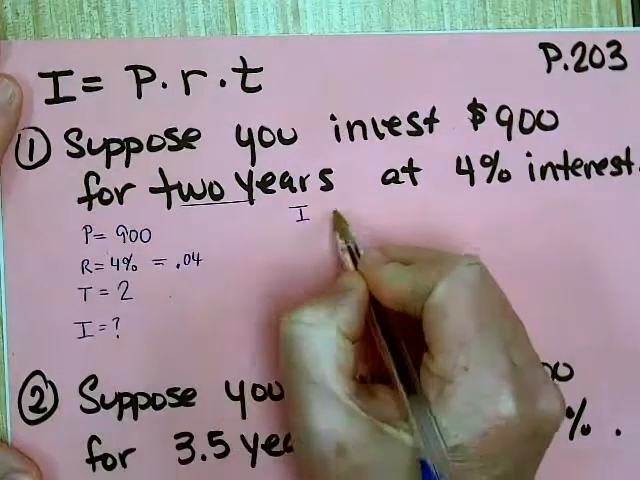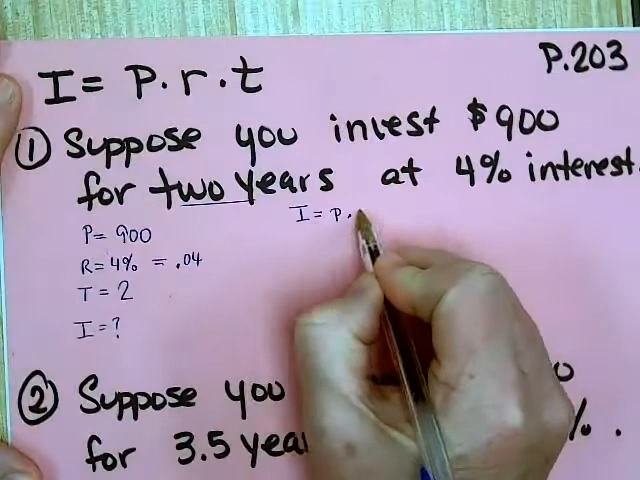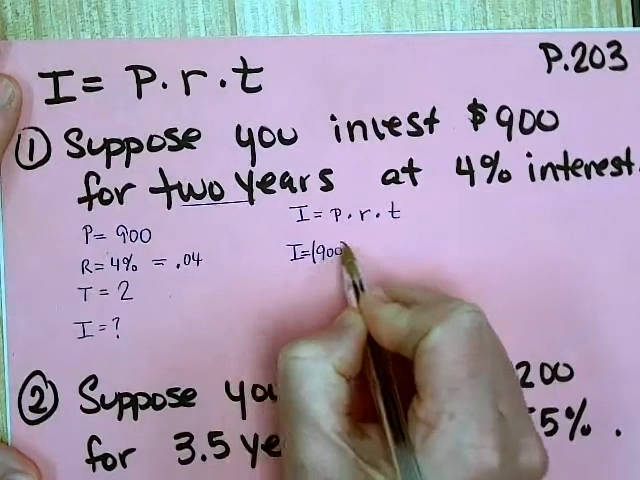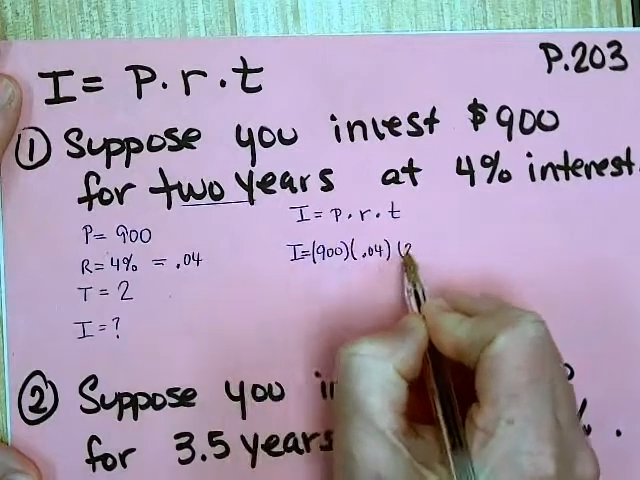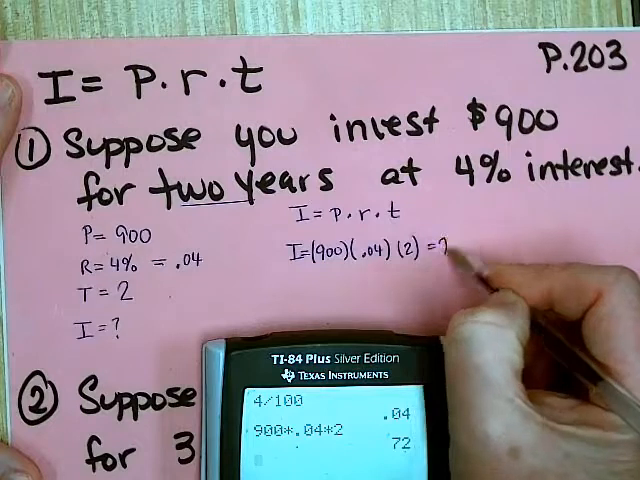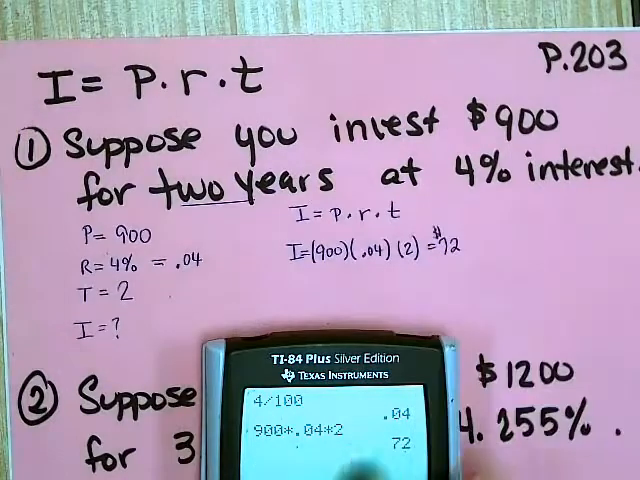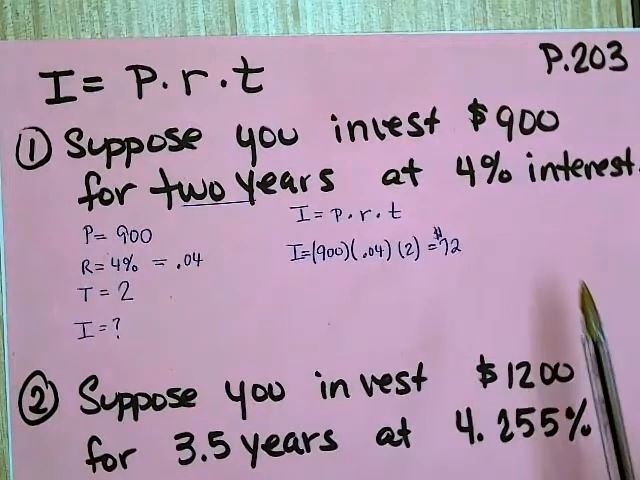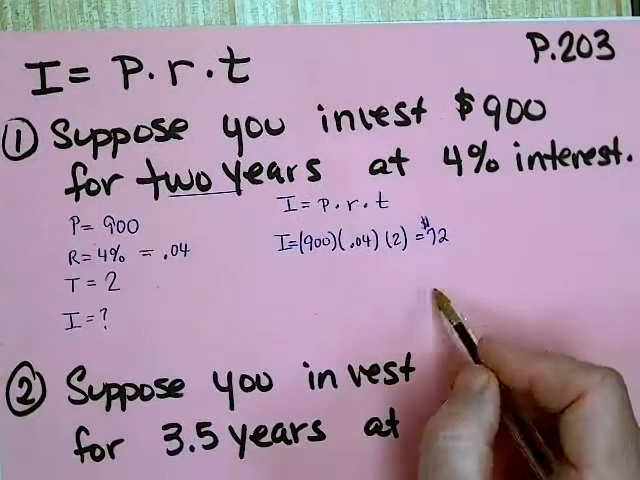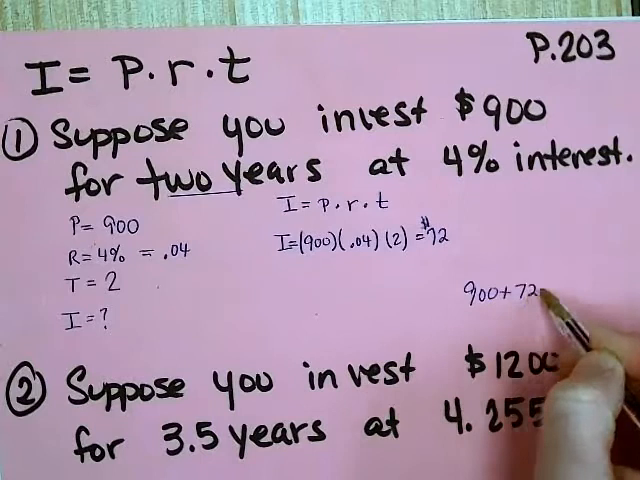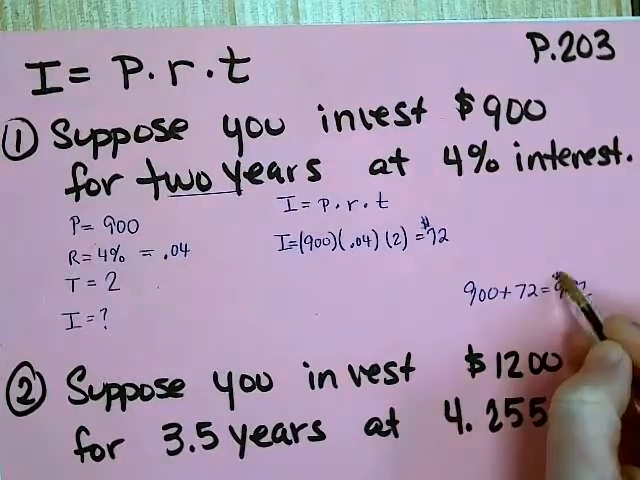So here's our formula. I equals P times R times T. And I'm going to plug these numbers in. 900 times 0.04 times 2 is $72. So if you leave $900 in the bank for 2 years, at the end of 2 years, they'll pay you $72. And how much money will you have after that? 900 plus the 72 they paid you would be $972.